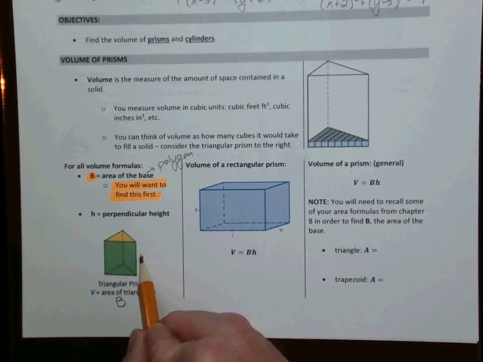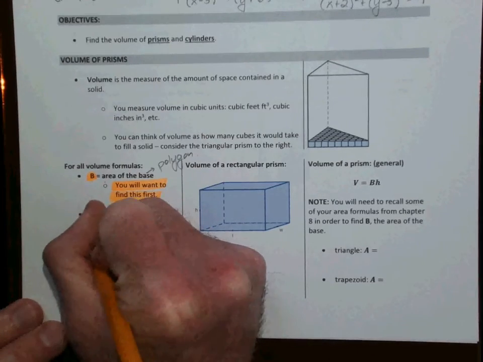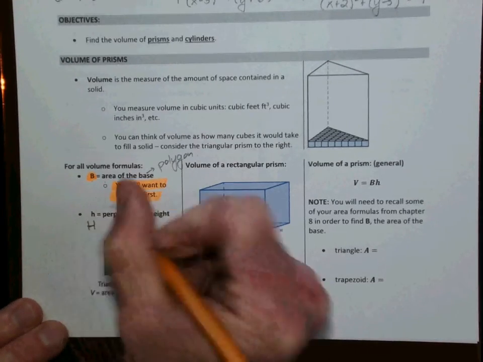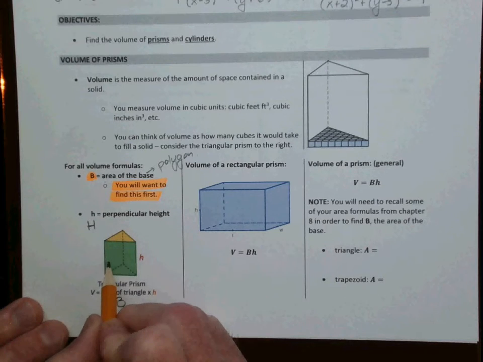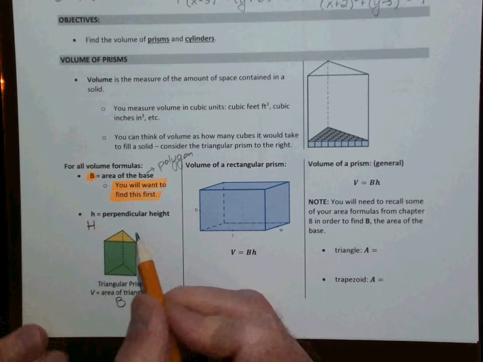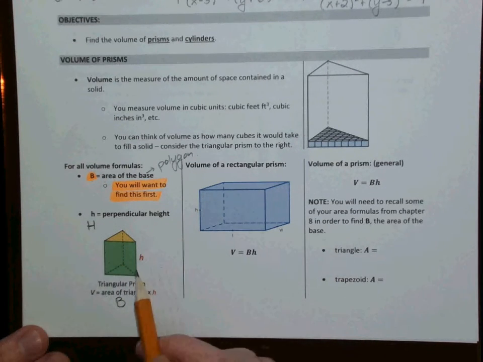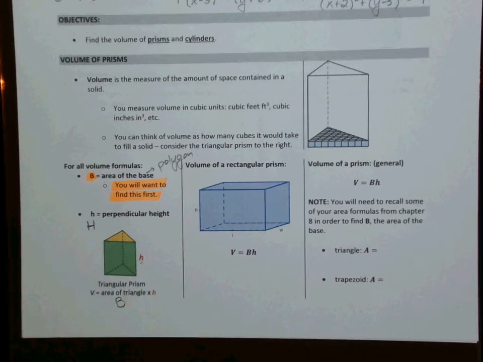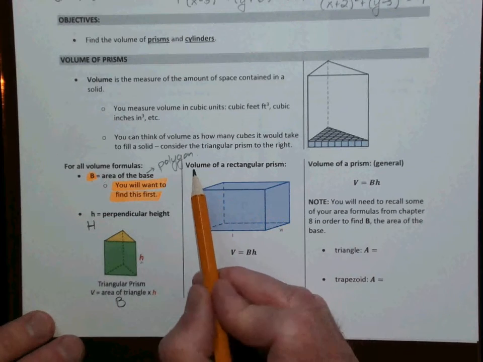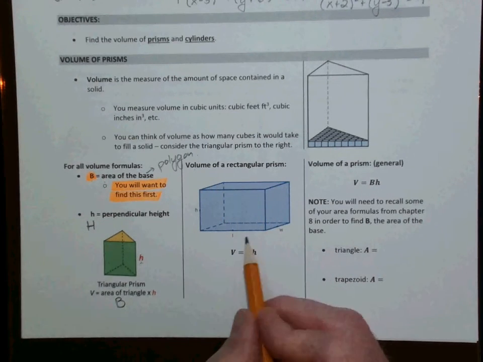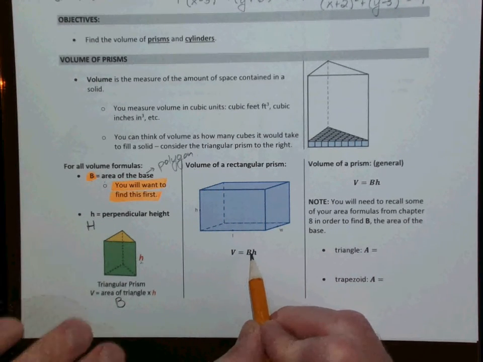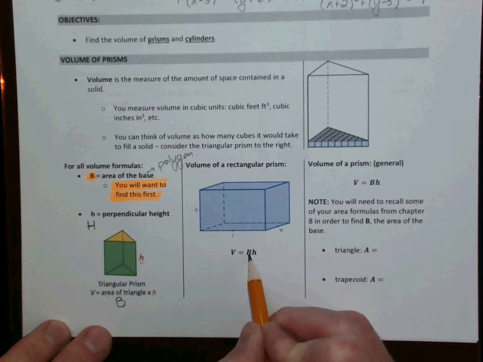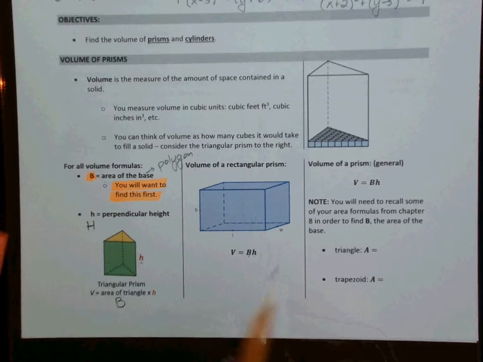One thing I will say, your book uses capital H for the height of the solid. Most all other books, as well as most of the videos online, will use the lowercase h, so I'm using the lowercase h in the notes. So, the volume of a rectangular prism: volume is equal to capital B, the area of the base, times the height.